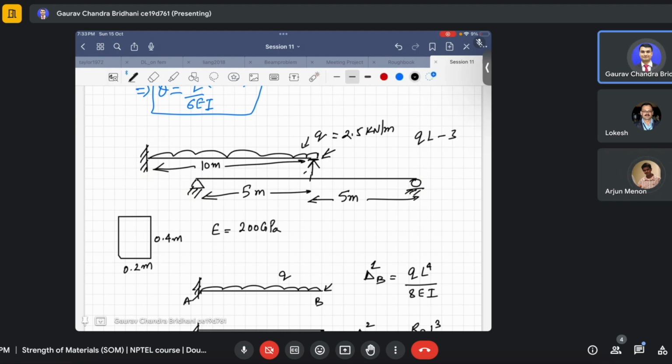QL minus 3QL by 8. It is 5QL by 8. 5 by 8 into 5 into 10. So it will be 125 by 8. What is it coming? 125 by 8?